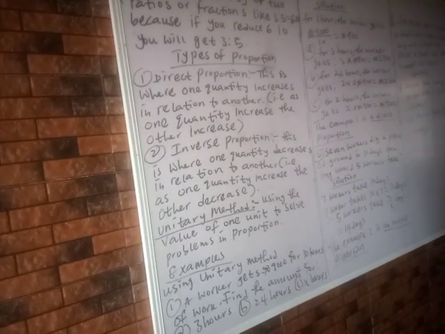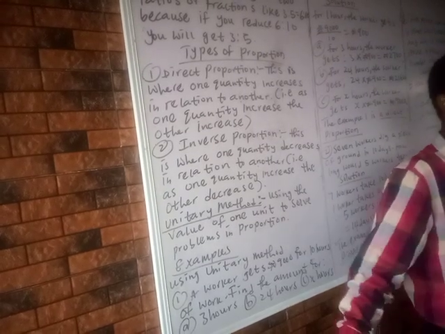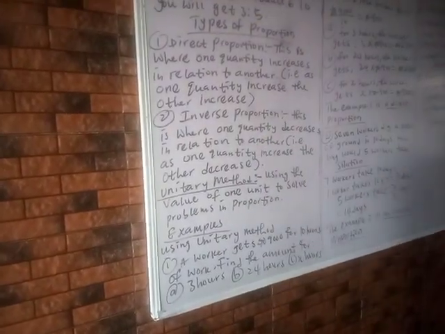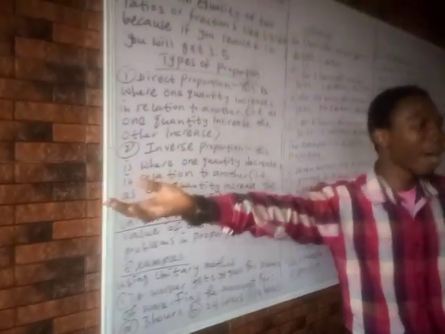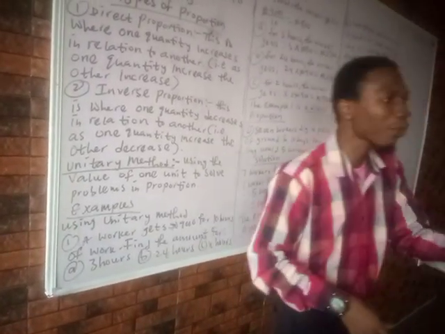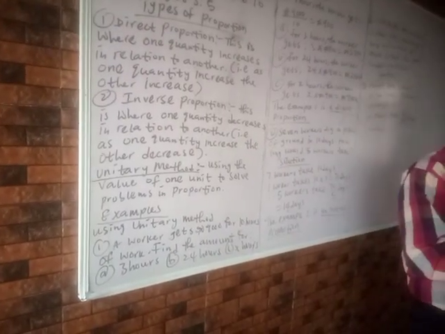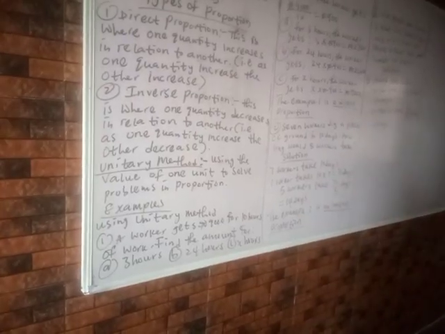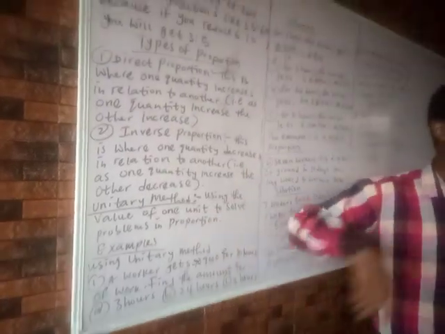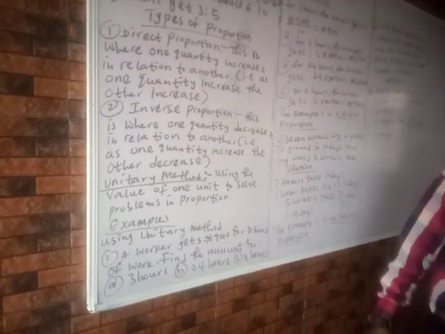For example, if I say that 5 biscuits cost 500 naira, for instance. To solve a problem that says you should find the amount for 7 biscuits, I will first of all know the price of one biscuit, isn't it? One biscuit should cost how much? 100 naira. So if one biscuit costs 100 naira, that means 7 will cost 700 naira. Is that clear? That is the unitary method.